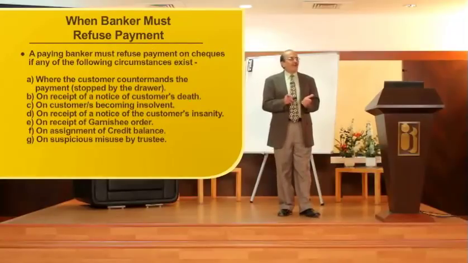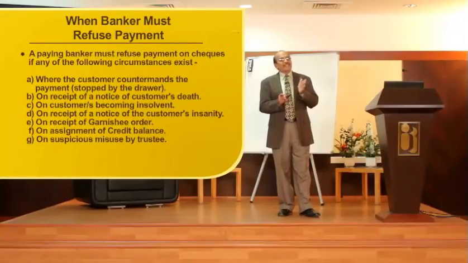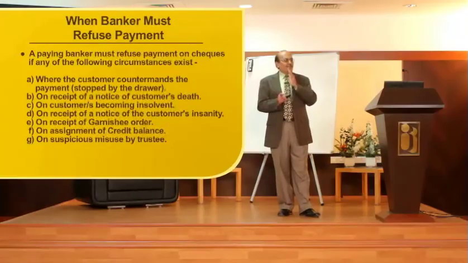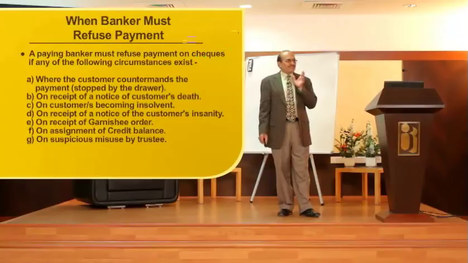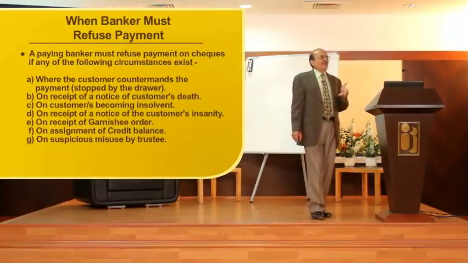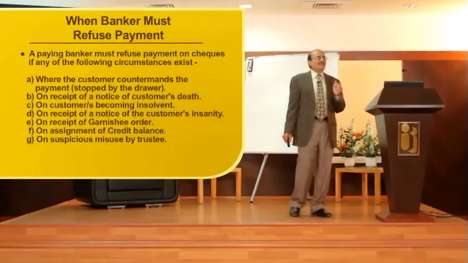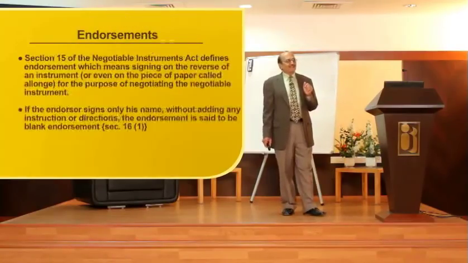Number four, on receipt of a notice of the customer's insanity. Number five, on receipt of a garnishee order. Number six, on assignment of credit balance. And number seven, on suspicion of misuse by a trustee.